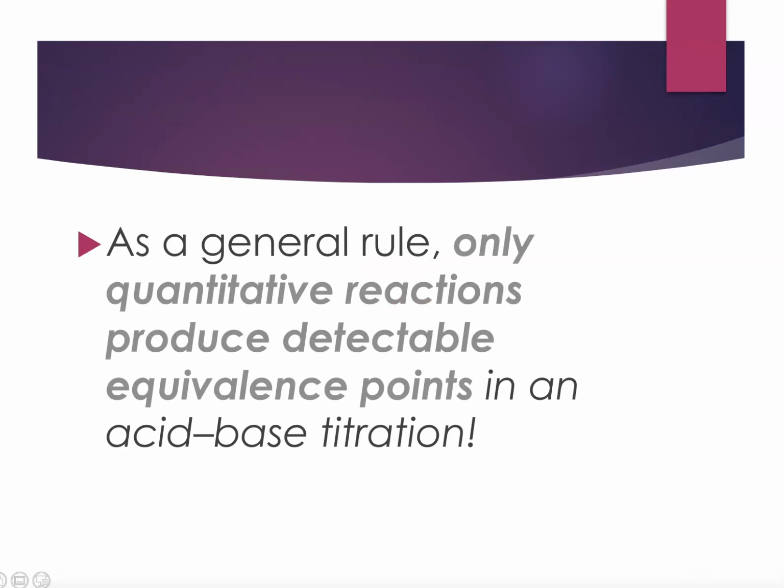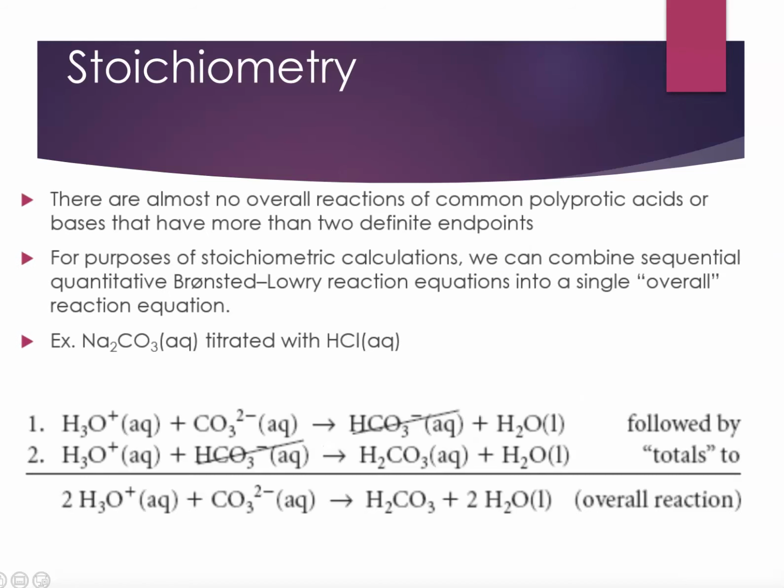As a general rule, only quantitative reactions produce detectable equivalence points in an acid-base titration. Because polyprotic acids and bases get weaker and weaker as they lose and gain protons, there are almost no reactions that have more than 2 definite endpoints. For stoichiometric purposes, Bronsted-Lowry equations for polyprotic acids and bases can be combined to form one overall reaction.